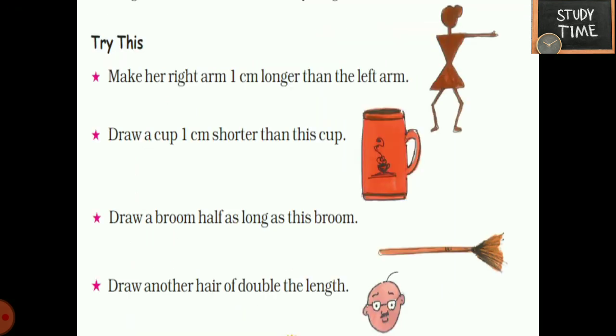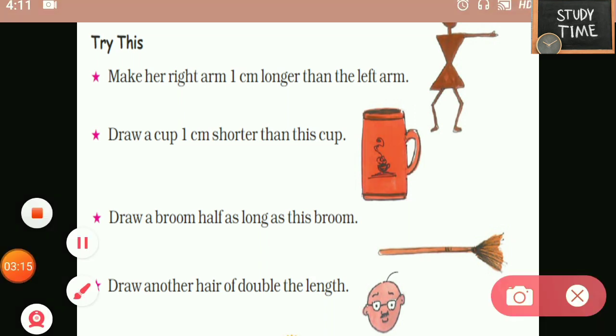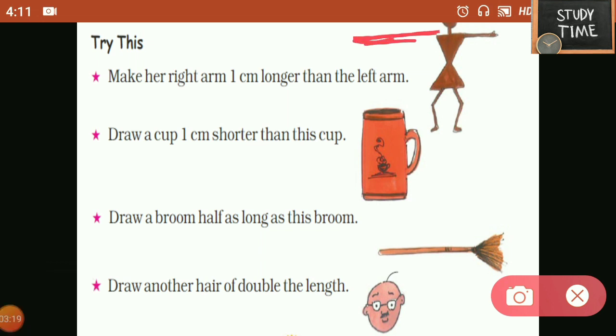Try this. Make her right arm 1 centimeter longer than the left arm. So you have to draw 1 centimeter longer. This would be 2 centimeter. You can draw a 3 centimeter hand. Draw a cup 1 centimeter shorter than this cup. So you have to draw like this.